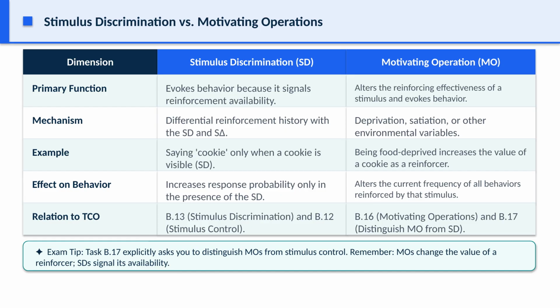The effect on behavior: stimulus discrimination increases response probability only in the presence of the SD, whereas MOs alter the current frequency of all behaviors reinforced by that stimulus.